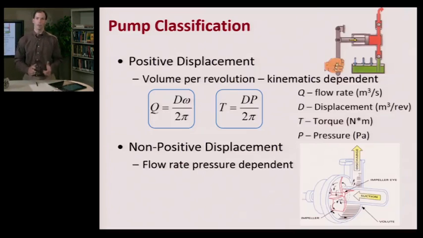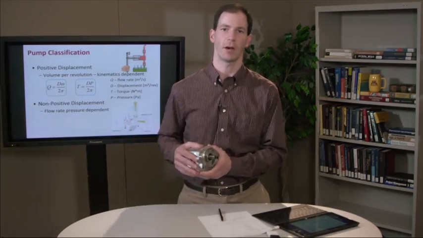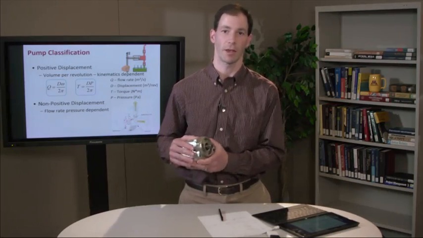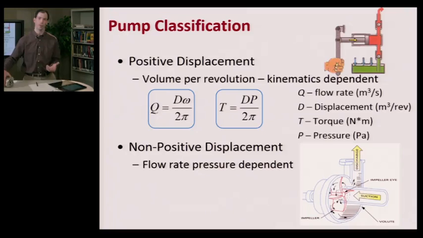Now, let's classify pumps, first of all, into positive displacement and non-positive displacement pumps. In positive displacement pumps, the kinematics of the pump itself determine the volumetric flow rate. In other words, if I take this pump right here and rotate it one revolution, it is going to give me a given amount of flow coming out of it, and that is governed by the kinematics of the pump itself.